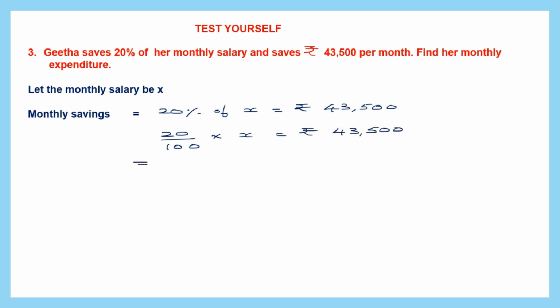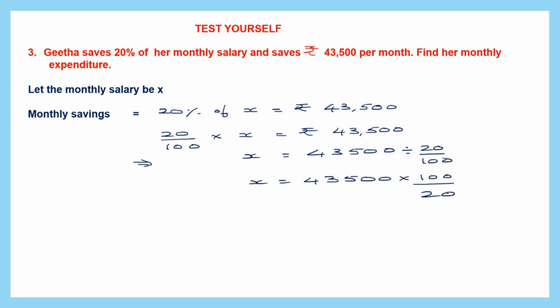So now we can find the value of X. So here we can say 43,500 as it is. We can leave it here. Now here we have 20 by 100 which we can take to the other side. So it becomes division, divided by 20 by 100. So X is equal to 43,500 into 100 by 20.